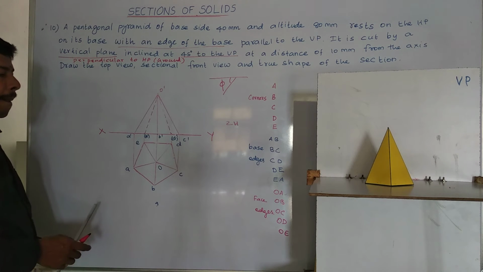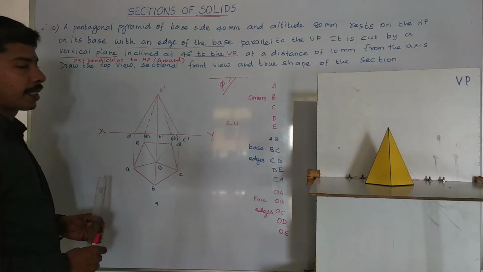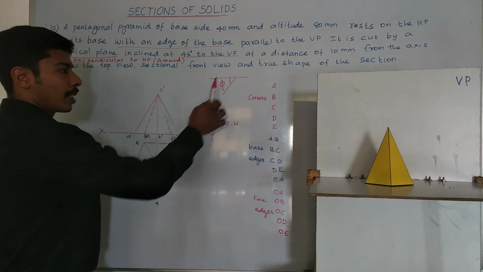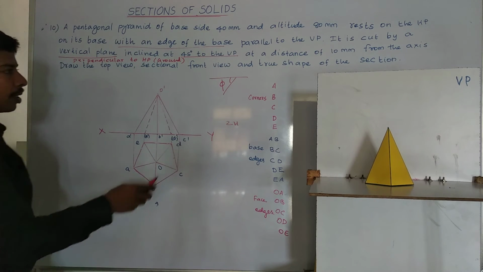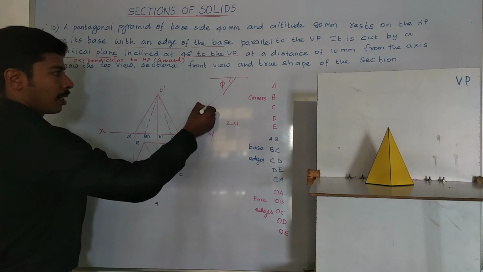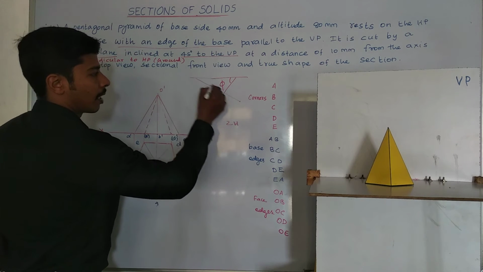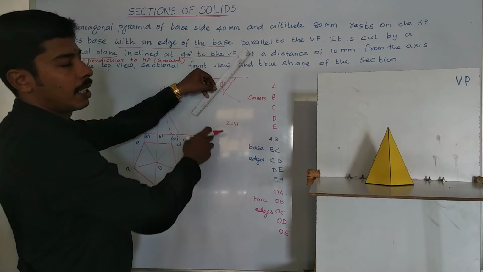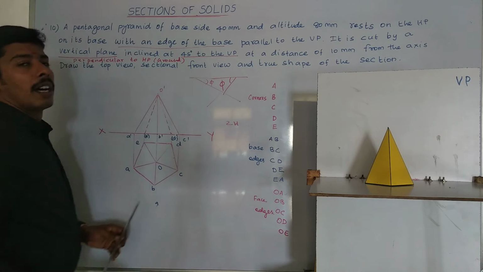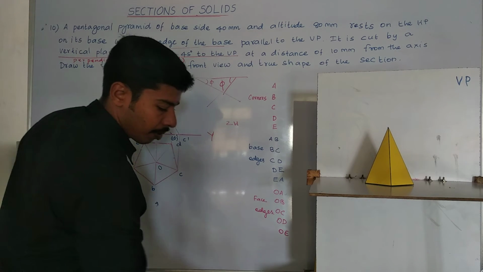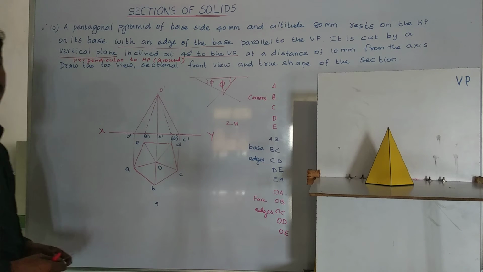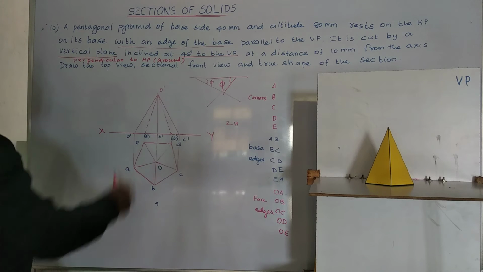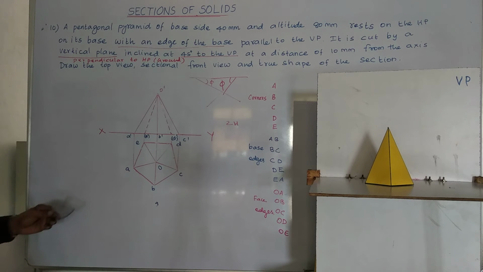Then go for the section. Here it is 45 degree to the VP. The section comes on the downside, so it may come on this side, or otherwise on that side. Both are the same, if you draw the inclined line like this or like this. What is the angle of inclination of the section plane? It is 45 degree to the VP.